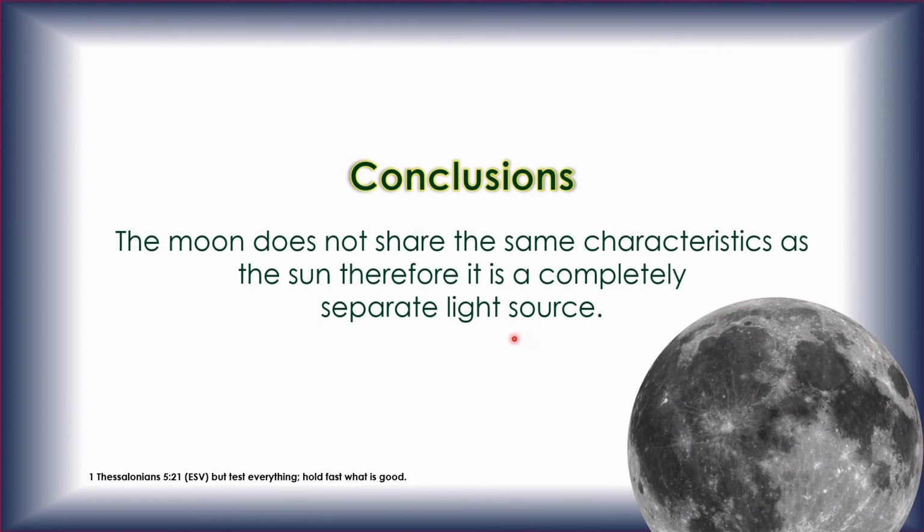What's our conclusion? The moon does not share the same characteristics as the sun. Therefore, it is a completely separate light source. Let's read that one more time because this is pretty amazing. The moon does not share the same characteristics as the sun. Therefore, it is a completely separate light source. The moon is its own light source because it is 4,000 degrees Kelvin instead of 5,500 degrees Kelvin. The only way you can get that is if you have two completely different light sources. Reflected light does not change from its source ever. This never happens. All right. So that is our conclusion.